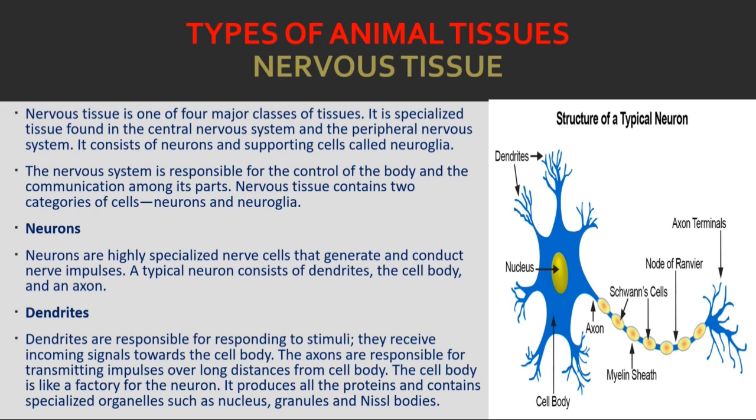Two important parts of our body are the brain and the spinal cord. So let's learn about the structure of this typical nervous tissue.